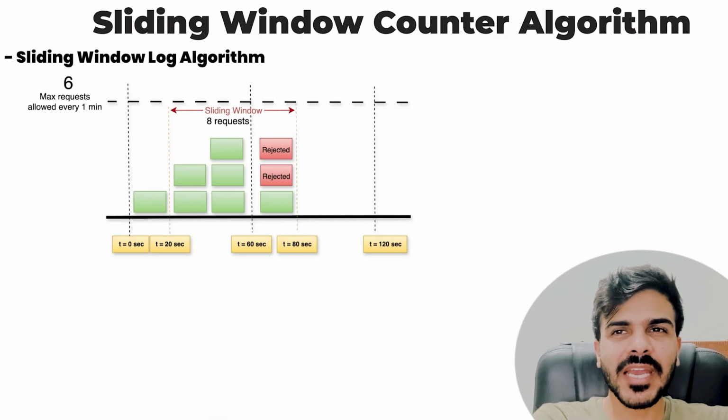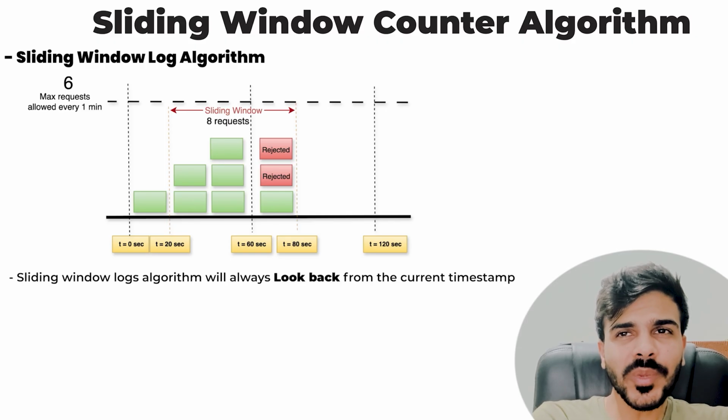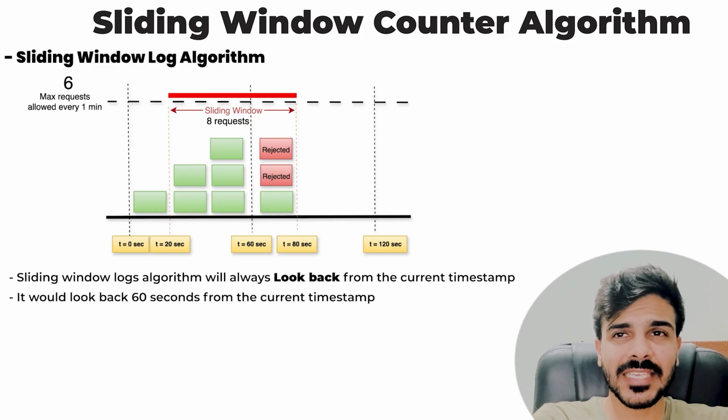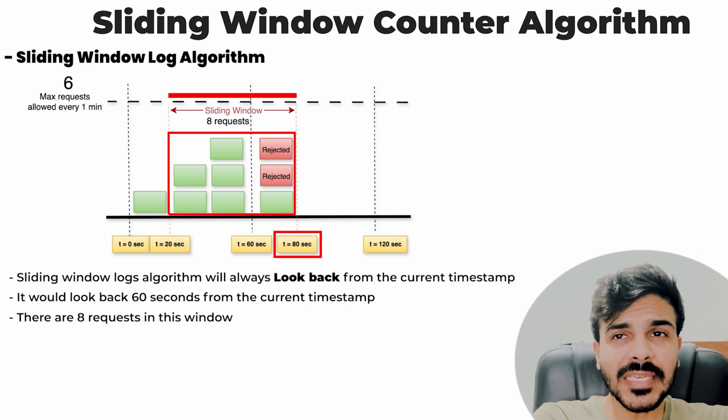Now let's see how the sliding window logs algorithm works in this case. The sliding window logs algorithm will always look back from the current timestamp. So it would look back 60 seconds from the current timestamp. Let's say we are at t equal to 80 seconds. So we look back 60 seconds from here using our sliding window. Next, the algorithm will count how many requests are there in this sliding window. There are 8 requests in this window, but we had a limit of 6, and hence we reject the last 2 requests.